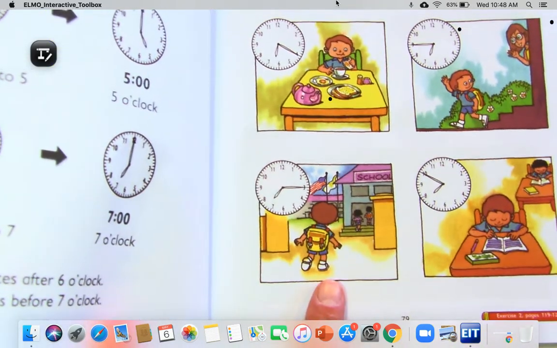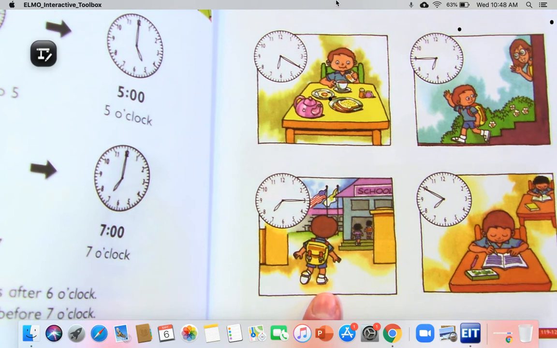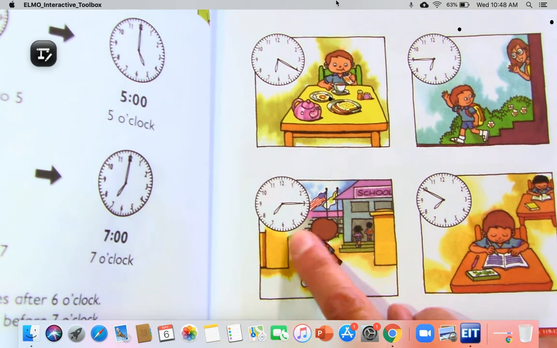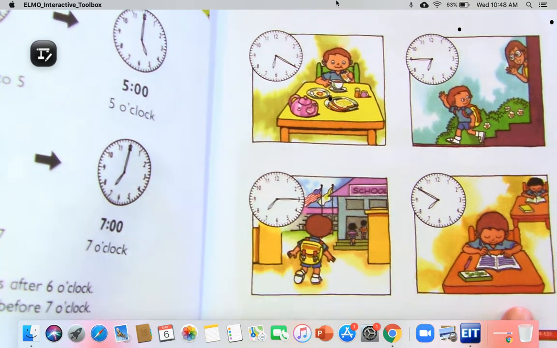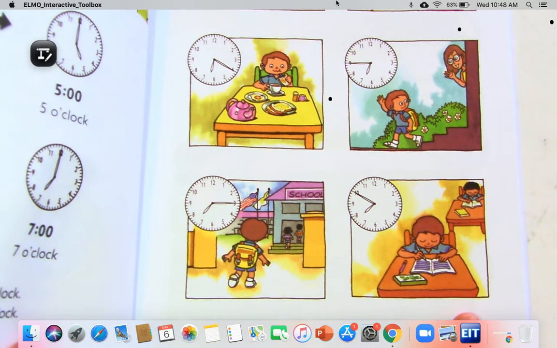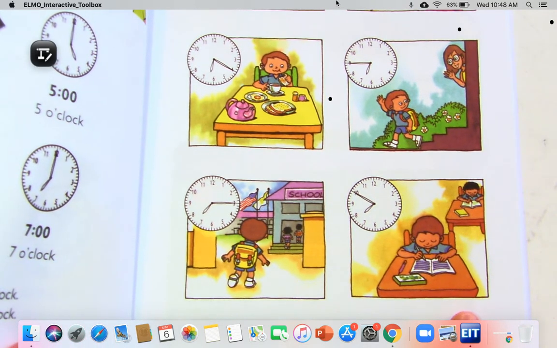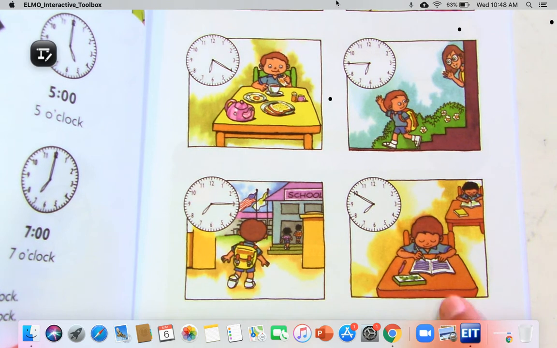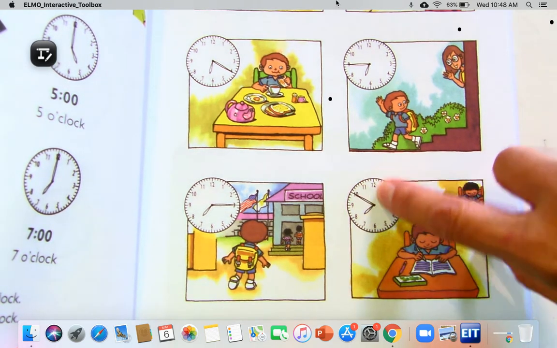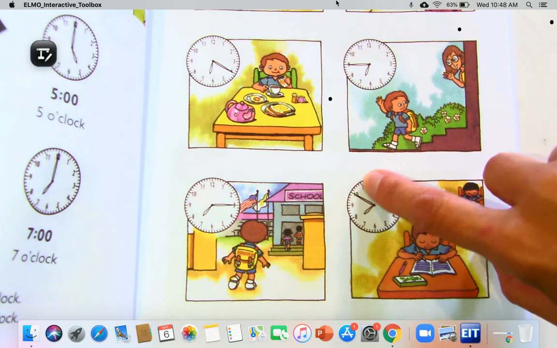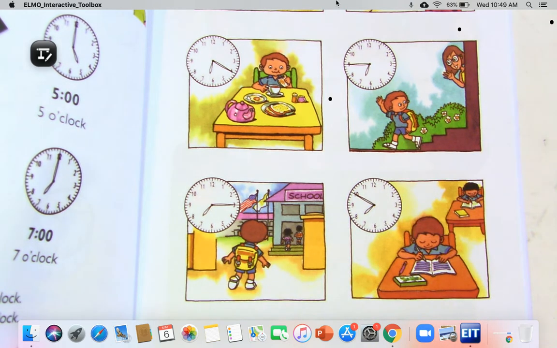He gets to school, and it is 7:15, a quarter after 7. Whoop. And he is ready to go, starting class at 7:50. So we could say in 10 minutes, it's going to be 8 o'clock. So we could say 10 minutes to 8, 10 to 8.